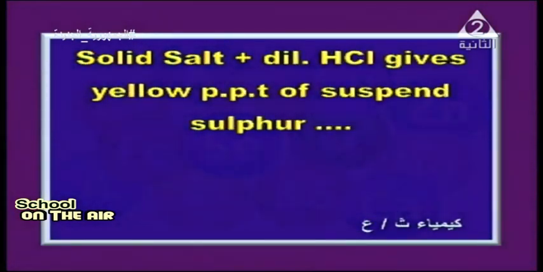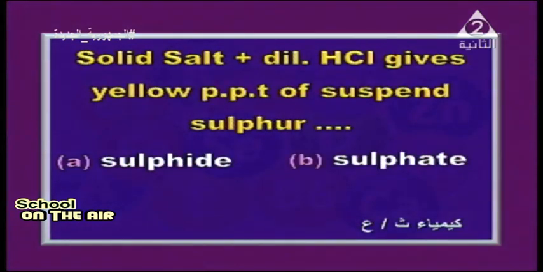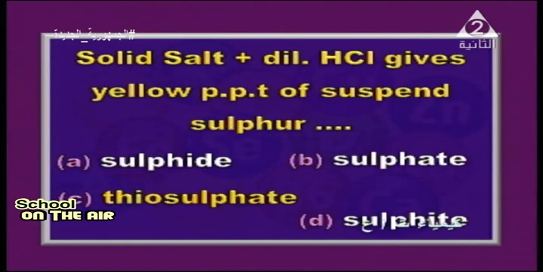Next point. Solid salt plus dilute hydrochloric acid gives yellow precipitate of suspended sulfur. Is it sulfide, sulfate, thiosulfate, or sulfite radicals? If you think about it, yes, it will be thiosulfate radical.